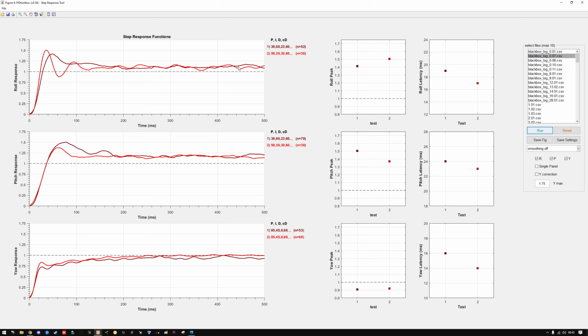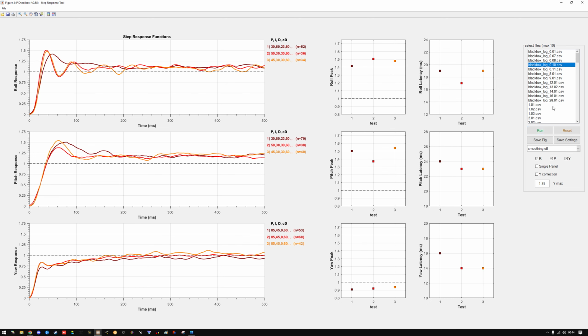Keep in mind, this is the tune that I was doing for 250 degrees per second. All of these, which are named black box log, etc., this is all with 250 degrees per second. And I'm trying to tune for that. As we go on, there are some improvements.